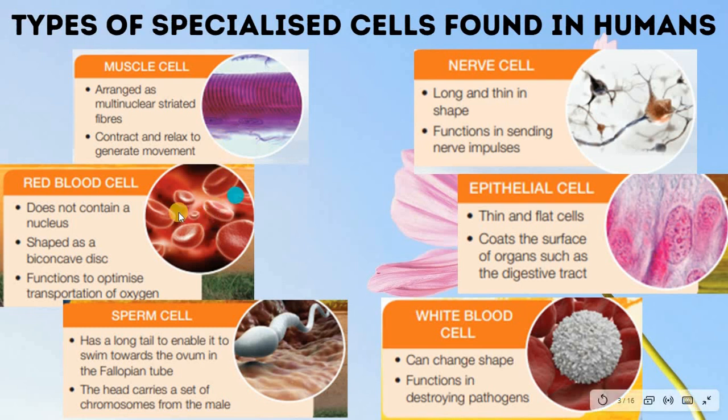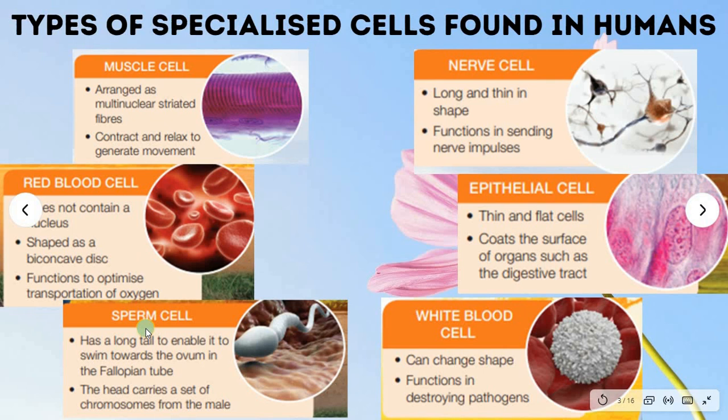Okay, second one, red blood cell. Red blood cell does not contain a nucleus. The shape is also a biconcave disc. Okay, why does the red blood cell not contain a nucleus? Okay, because to provide more surface area to hemoglobin, to transport more oxygen to the whole body. Okay, function to optimize transportation of oxygen. Okay, so that is a red blood cell.